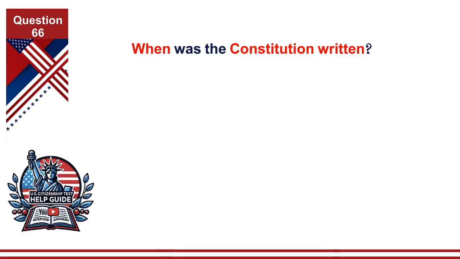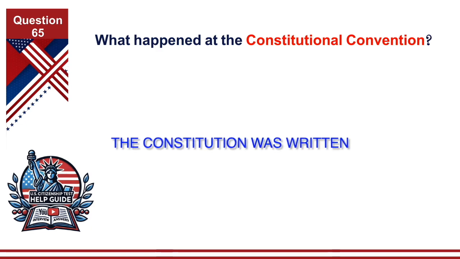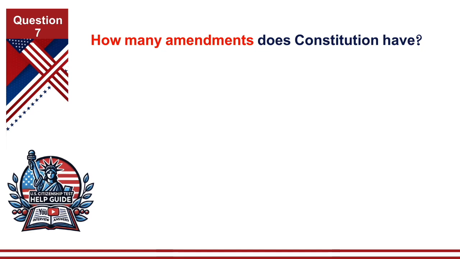When was the Constitution written? 1787. What happened at the Constitutional Convention? The Constitution was written. How many amendments does the Constitution have? 27.